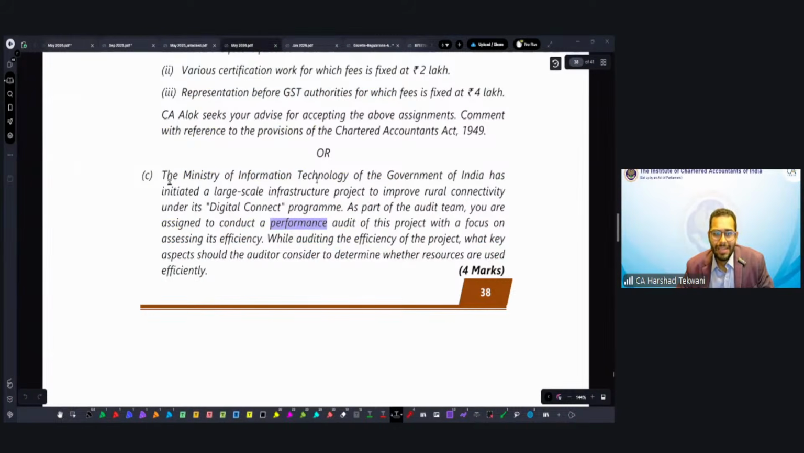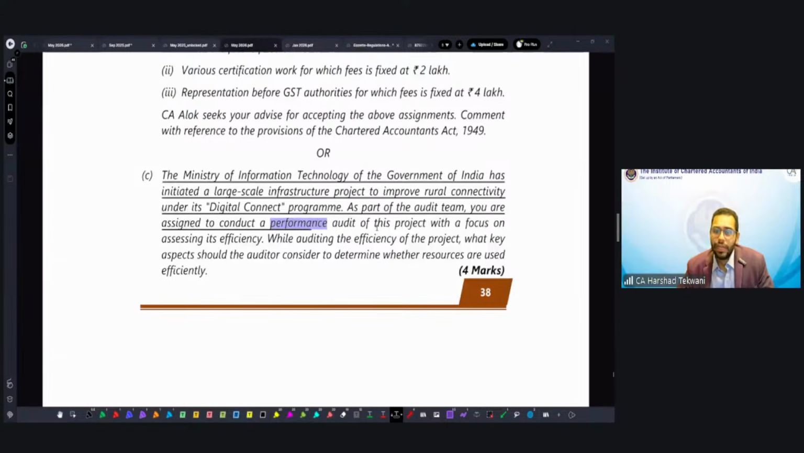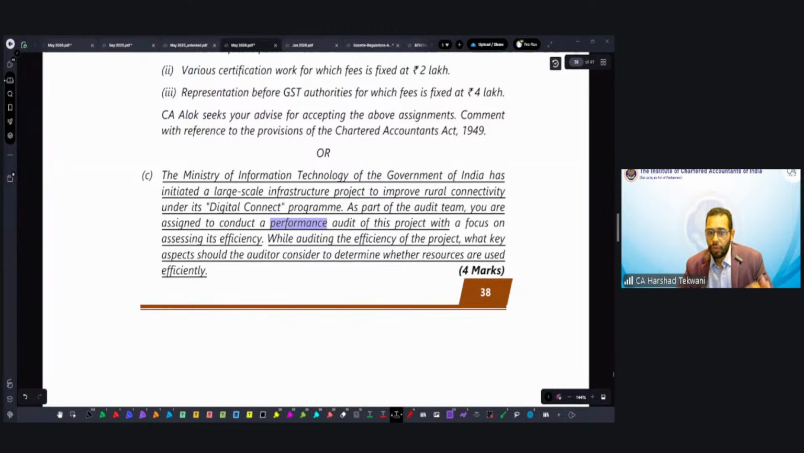The Ministry of Information and Technology of the Government of India has initiated a large-scale infrastructure project to improve rural connectivity under its Digital Connect program. As a part of the audit team, you are assigned to conduct a performance audit of this project with the focus on assessing its efficiency. While auditing the efficiency of the project, what key aspects should the auditor consider to determine whether the resources are used efficiently? Now we are talking about the efficiency aspect.